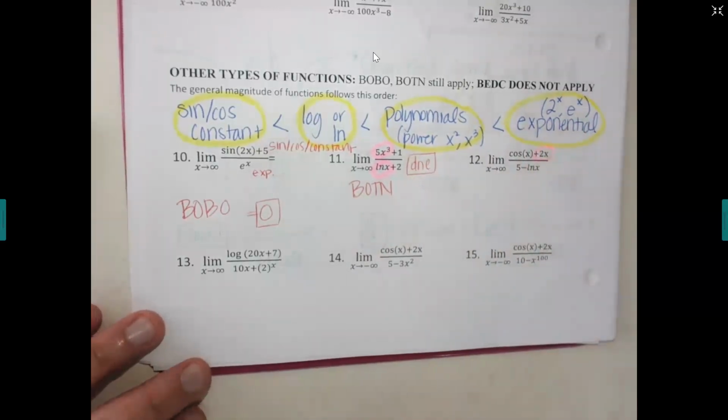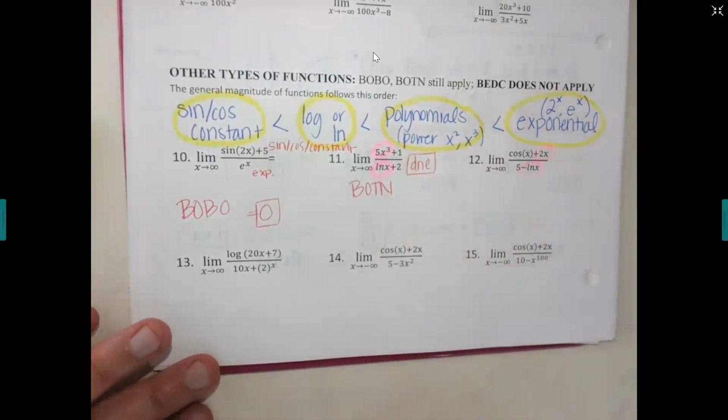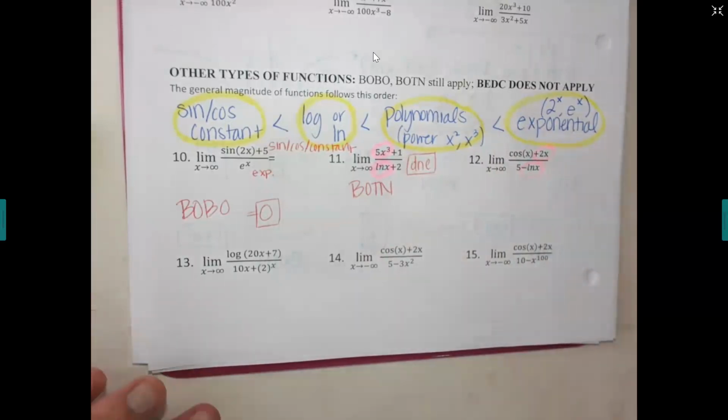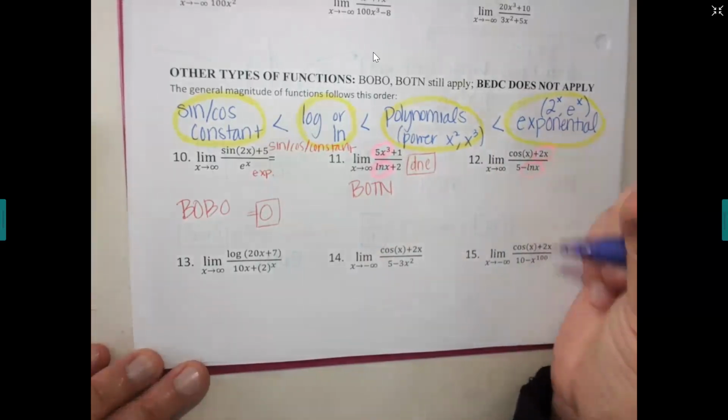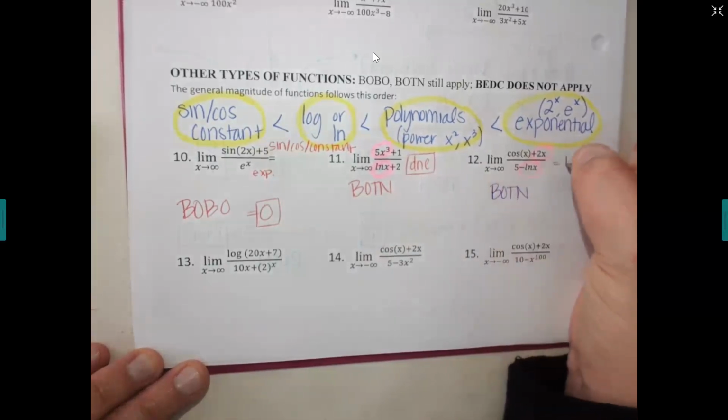Who's bigger? Polynomial 2x is the biggest. Versus on the bottom, I have a 5 and an ln. Who's going to win? ln. And then between those two, which is more powerful, the top or the bottom? Top is a power. Power beats log. So this is a Botan, which means that it's going to be DNE. Are you getting the idea here? Okay.